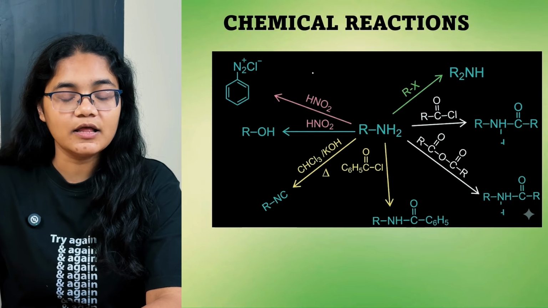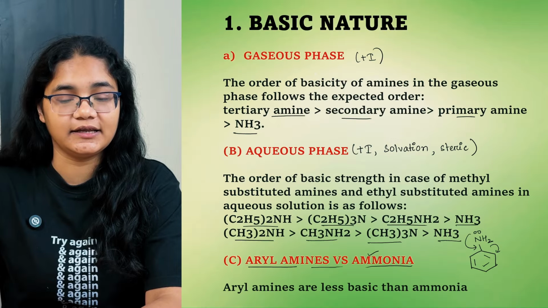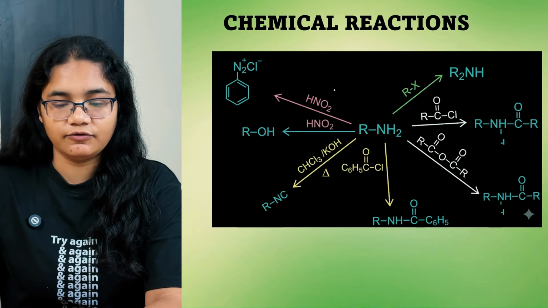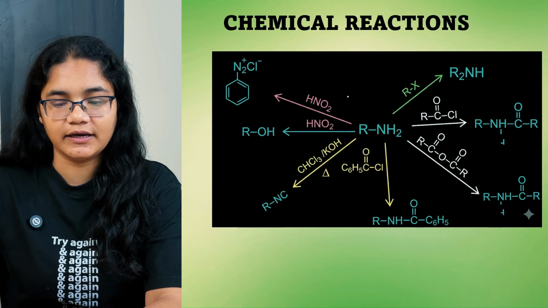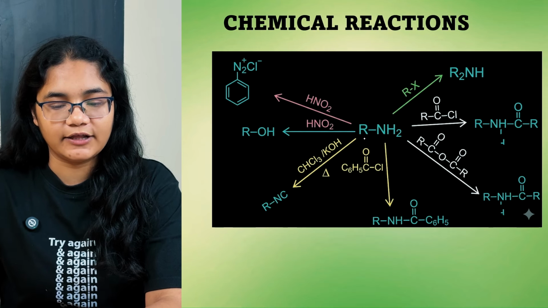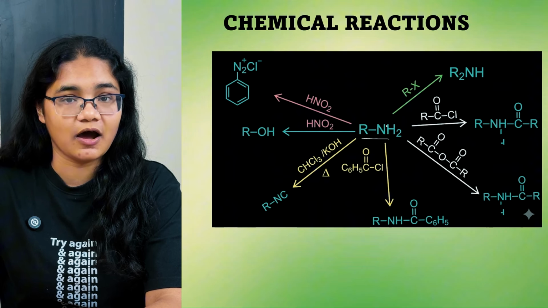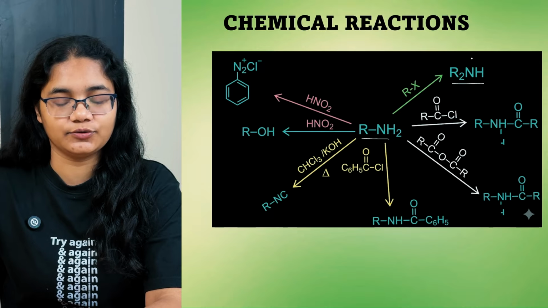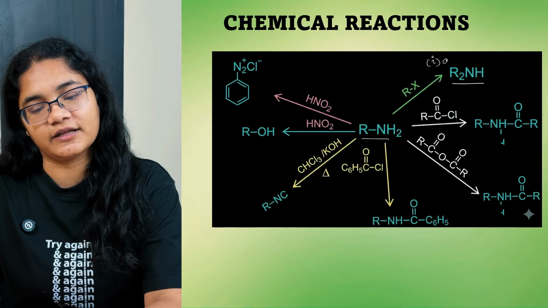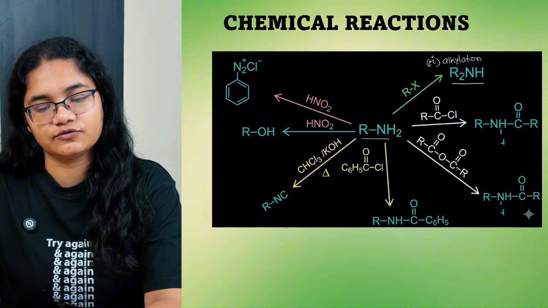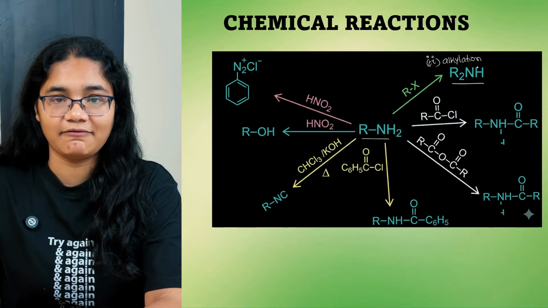Now, the chemical reactions of amines. The first one we have seen is the basic nature, which we have discussed. Then alkylation: when I treat RNH2 with RX, this hydrogen will be replaced with R, so you will get R2NH. So this is the alkylation reaction.